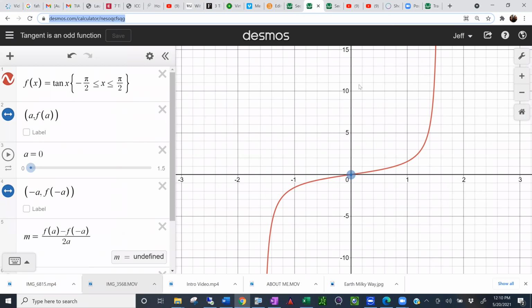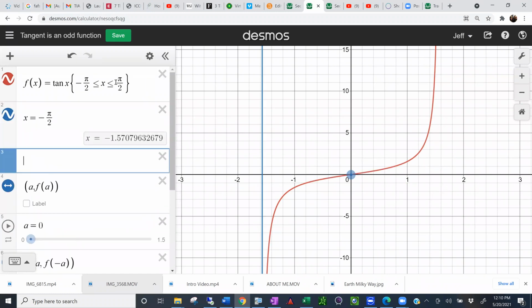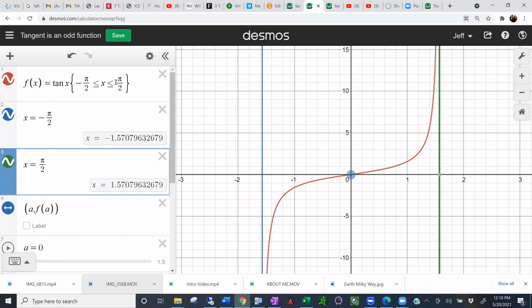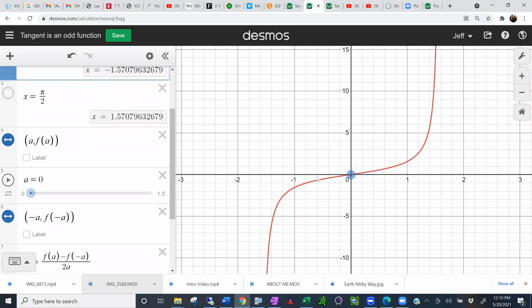And what I did is I restricted this to just one period or one cycle of the tangent function. If you wanted to, you could add in the vertical asymptotes. This has vertical asymptotes at x equals pi over 2 and x equals negative pi over 2. So there's our two vertical asymptotes. Let me make those both green. There you go. Now this shape would continue forever and ever, but I just wanted to focus in on this part of it.